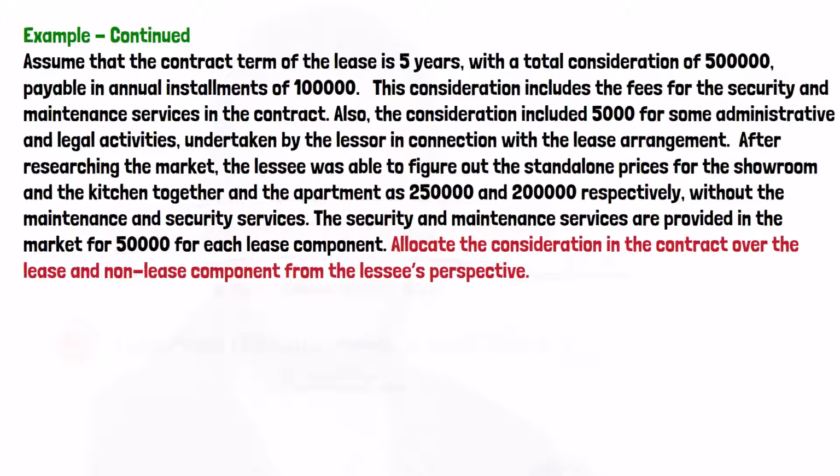After researching the market, the lessee was able to figure out the standalone prices for the showroom and the kitchen together and the apartment as $250,000 and $200,000 respectively, without the maintenance and security services. The security and maintenance services are provided in the market for $50,000 for each lease component. Allocate the consideration in the contract over the lease and non-lease component from the lessee's perspective.